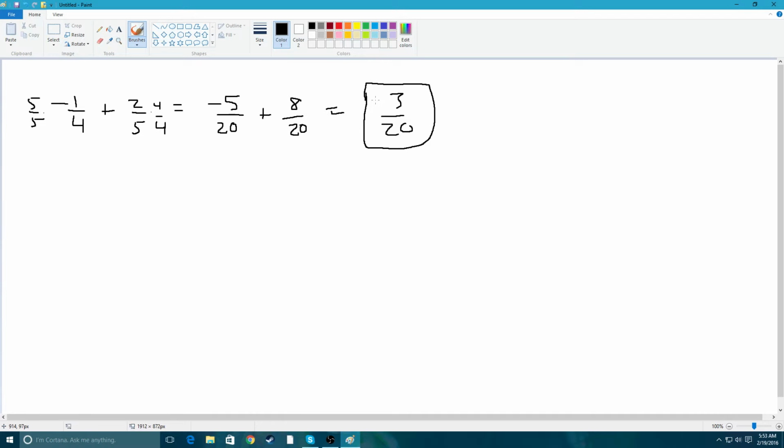So just adding fractions. We took two rational numbers, added them together, and we got a rational number.